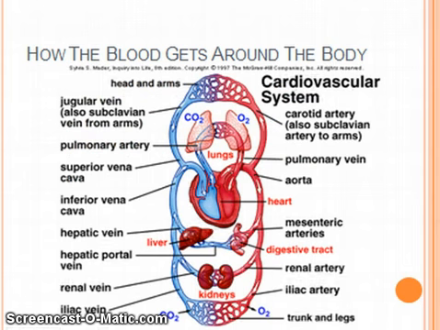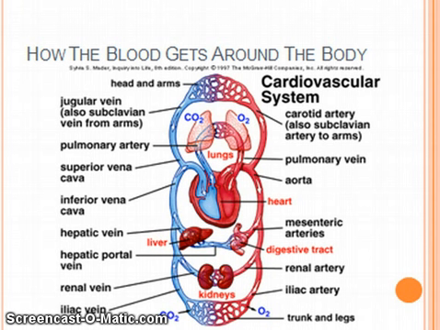How the blood gets around the body. I will be describing how a blood cell will get around the body. I will be starting in the right atrium, and how it gets to the bicep and then how it gets back. So, beginning at the right atrium.